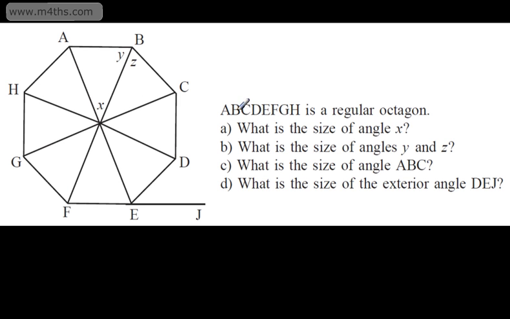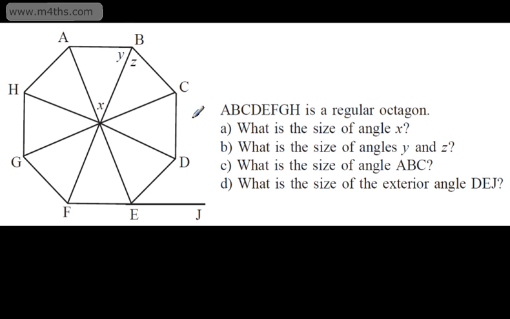In this question, we're told A, B, C, D, E, F, G, H is a regular octagon. We're asked in part A, what is the size of angle X? And B, what is the size of angles Y and Z? In C, what is the size of angle ABC? And what is the size of the exterior angle DEJ? Okay, this is where we're kind of going before.